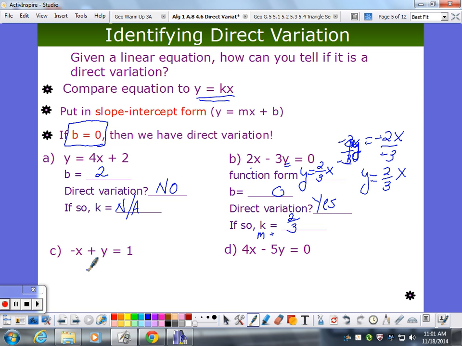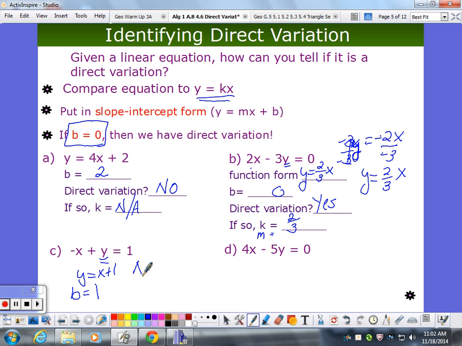So let's try this guy here. How can I tell if this is a direct variation? I'm on the bottom of the page, because you're following along here. So I have to put it in y equals form. I'm going to add that x to both sides. What's my y-intercept? No? Look at the equation. What's the y-intercept? 1. Okay, I heard all kinds of crazy, so I just want to make sure we know what it is. y equals 1.